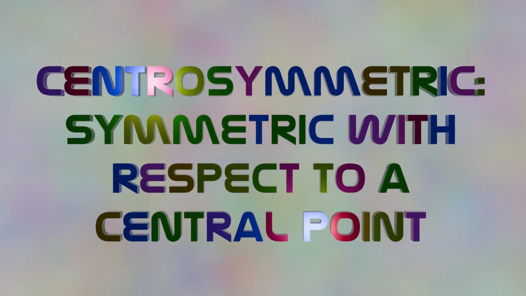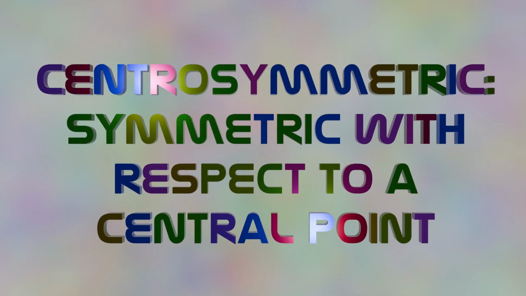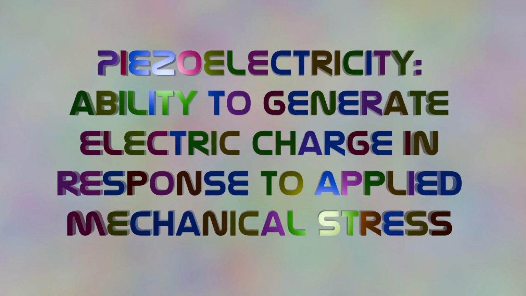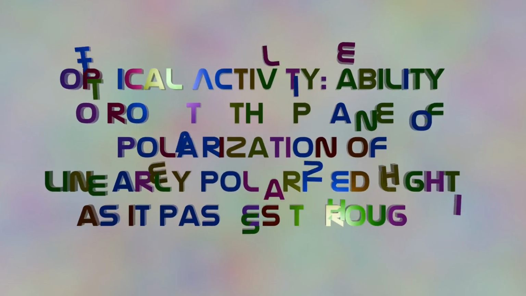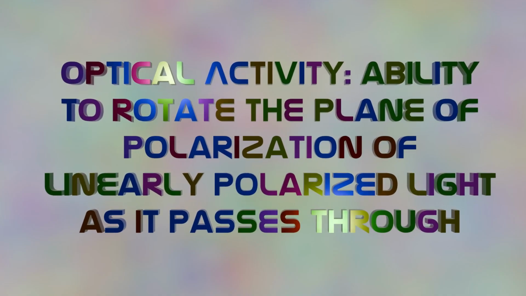Some crystal structures possess an inversion center. We call them centrosymmetric. Others do not. This single distinction determines whether certain remarkable physical properties can exist in a material. Non-centrosymmetric crystals can exhibit piezoelectricity, generating electric charge when mechanical pressure is applied. Some also exhibit optical activity, rotating the plane of polarized light as it passes through. These properties are strictly forbidden in centrosymmetric crystals. The inversion center cancels them out.